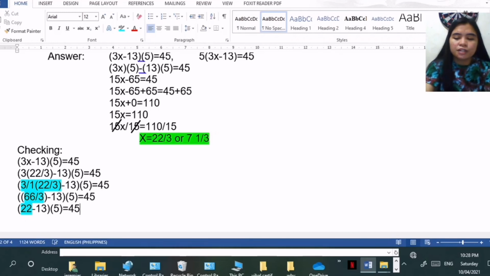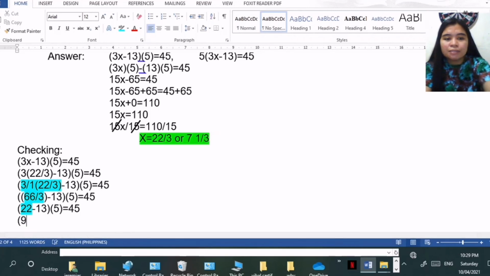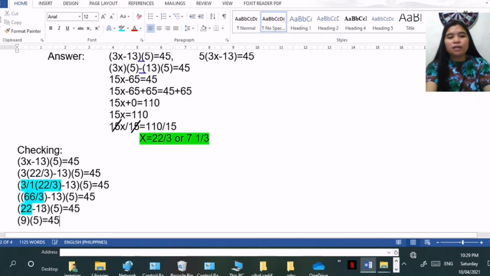And then, 45. Ayan. So, now we have, again, open parenthesis, then 22 minus 13 is, ilan po ba? That is, 9 po ba? Yan, so 9. And then, close parenthesis, and then, kopyahin ko na lang yung 5. Ayan. And then, equals, and then 45. Okay po? Ayan, 22 minus 13, that is 9.